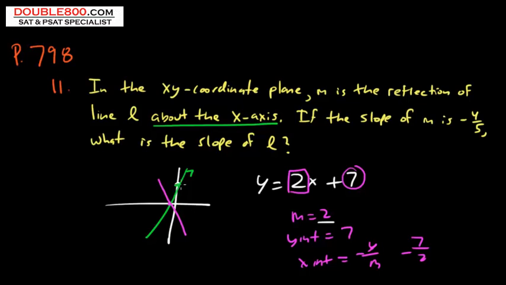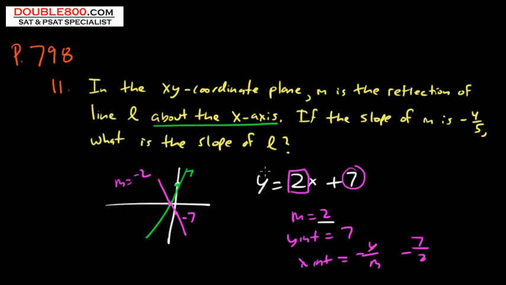So here, for this line that I just drew, this point here would be negative 7. That's the y-intercept. And then the slope is not 2, the slope is negative 2. Just remember, reflection is the opposite sign. It would share the x-intercept.